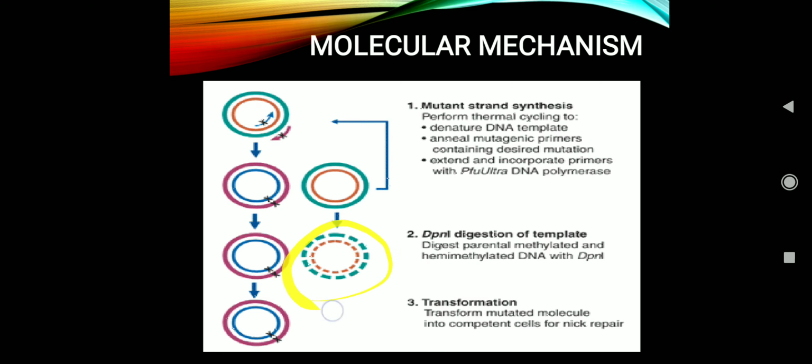The parental DNA, or the template DNA, is digested by the DpnI restriction enzyme. DpnI identifies methylated DNA and digests the template DNA. We don't want template DNA because we want the mutation to occur, so we are going to use a mutated DNA. Once the parental DNA is digested, the mutated plasmid is transformed into ultra competent E.